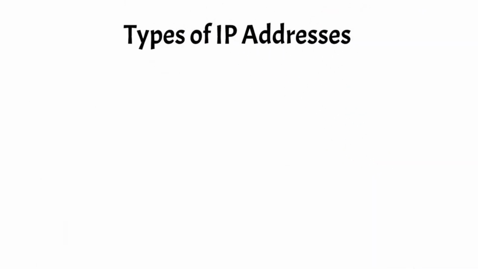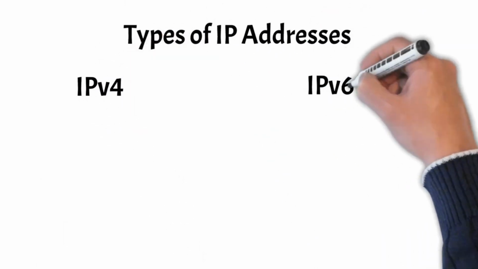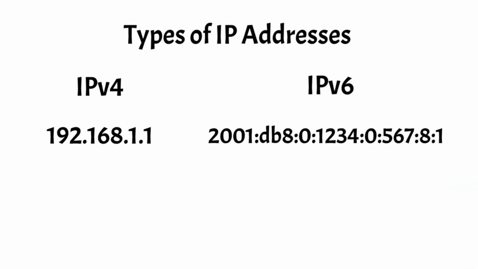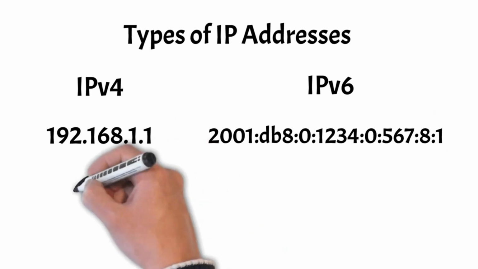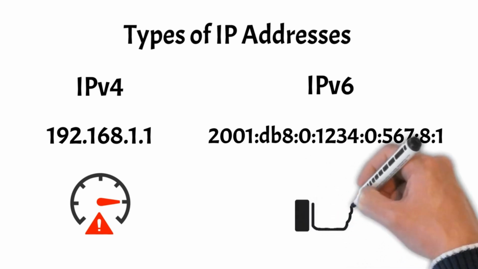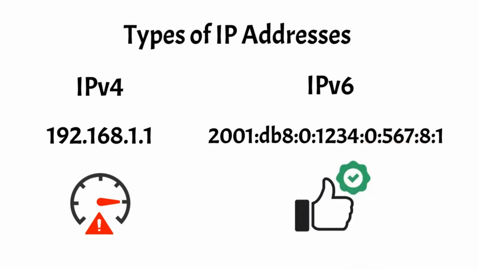Now let's look at the different types of IP addresses. There are two main types, IPv4 and IPv6. The IP address you saw a moment ago is an example of IPv4. An example of IPv6 looks like this. You can notice that there is a significant difference between the two. The reason why we have two types of IP addresses is that IPv4 was limited to a relatively small number of possible IP addresses, which wasn't enough to meet our growing needs. As a solution, we developed IPv6, which allows for a vastly larger number of IP addresses.